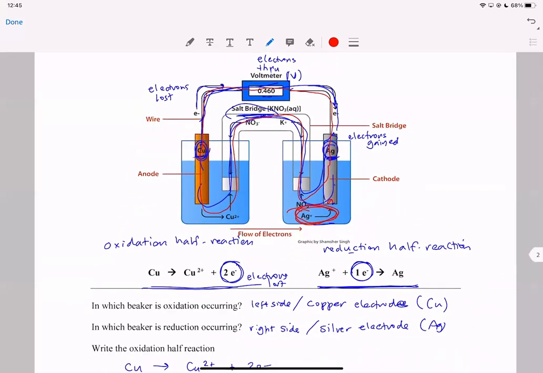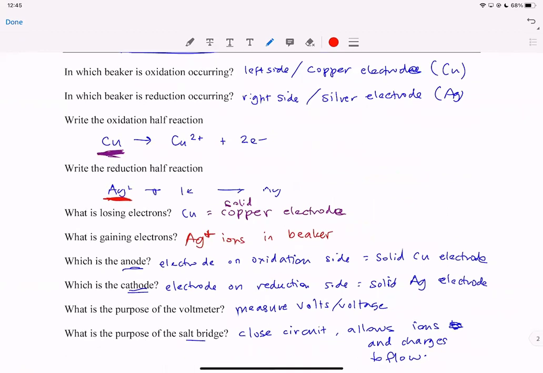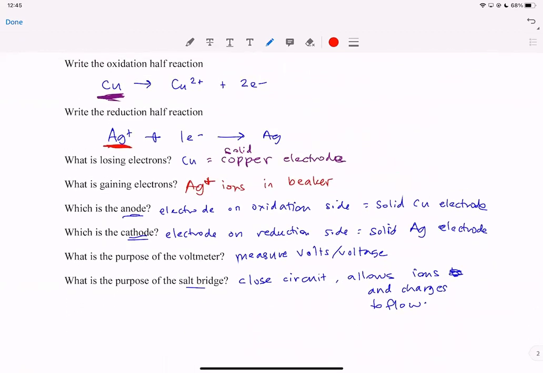Okay. Could I see the bottom, please? Mm-hmm. Thank you.